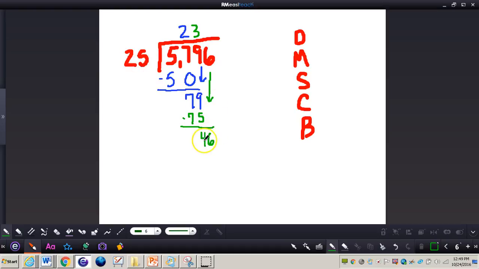Think about the most amount of times 25 can go into 46 without going over. It's going to be 1 time. 1 times 25. We'll have to multiply now. 1 times 5 is 5. 1 times 2 is 2. Multiplied. Now it's time to subtract. My 21, I check it, less than 25. So my answer is 231 with a remainder of 21.